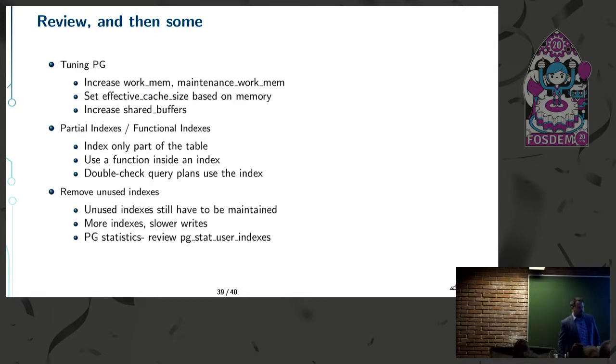When you want to do some kind of tuning of Postgres, definitely look at increasing work_mem, particularly if you're looking at queries. If you want to improve your performance when it comes to creating indexes or doing vacuums, increase your maintenance_work_mem. And set effective_cache_size. The other thing you can look at is increasing shared_buffers.